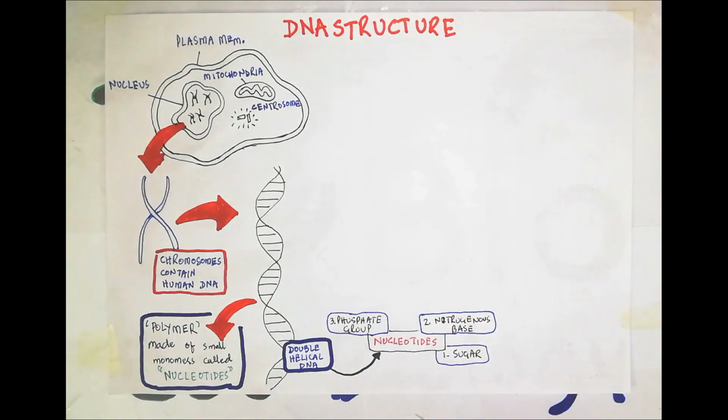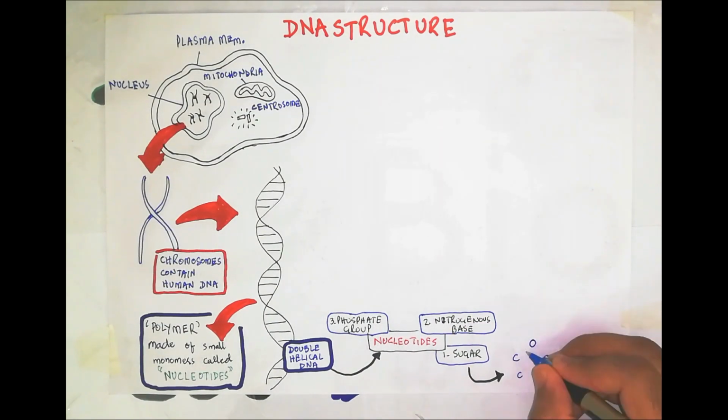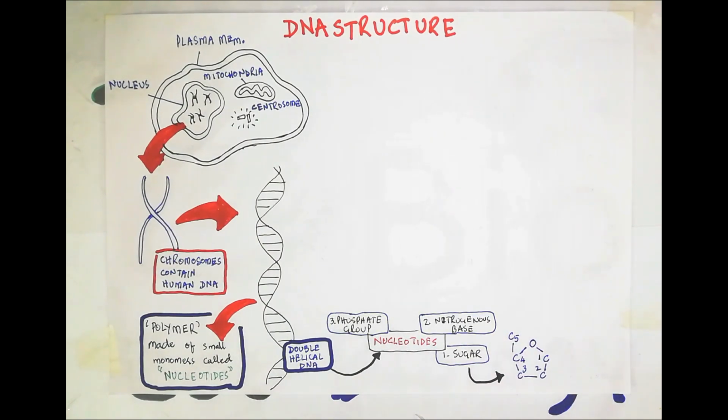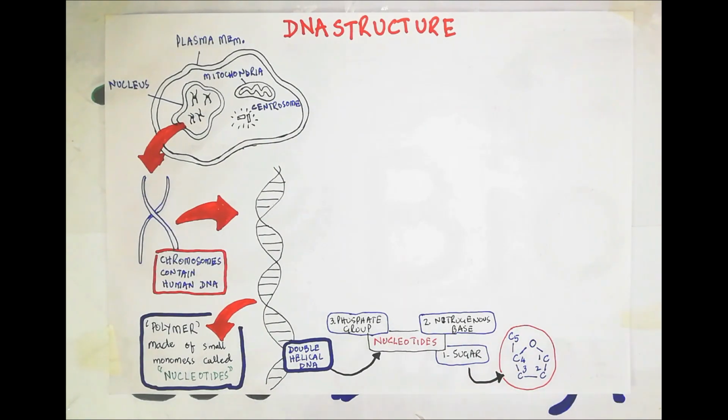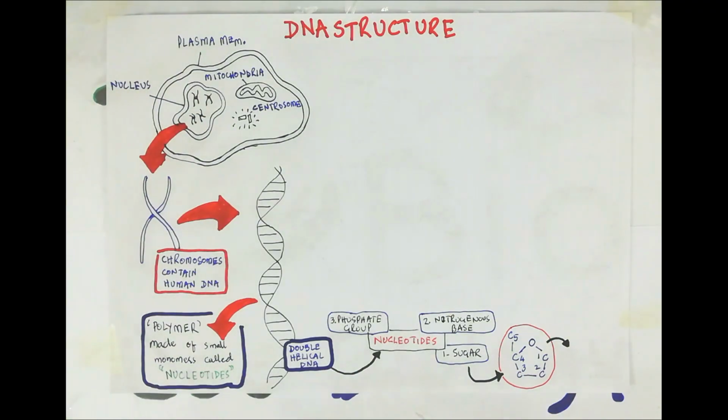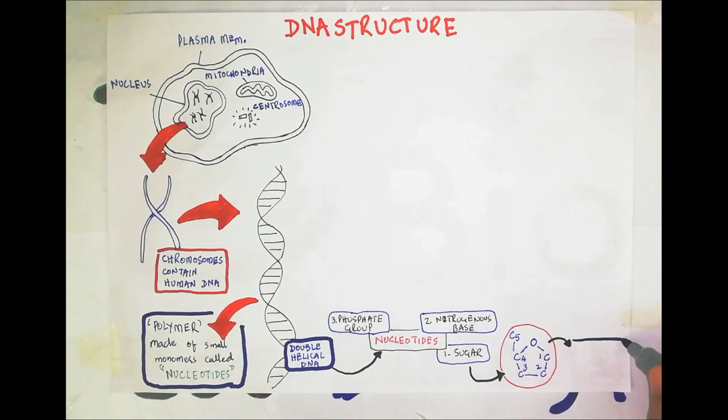Let's talk about sugar first. Sugar is present in the form of a furanose ring having 5 carbon atoms. The sugar is called a deoxyribose. It's mainly a different form of ribose, just a missing OH group on carbon number 2. So that's why it is called a deoxyribose sugar.